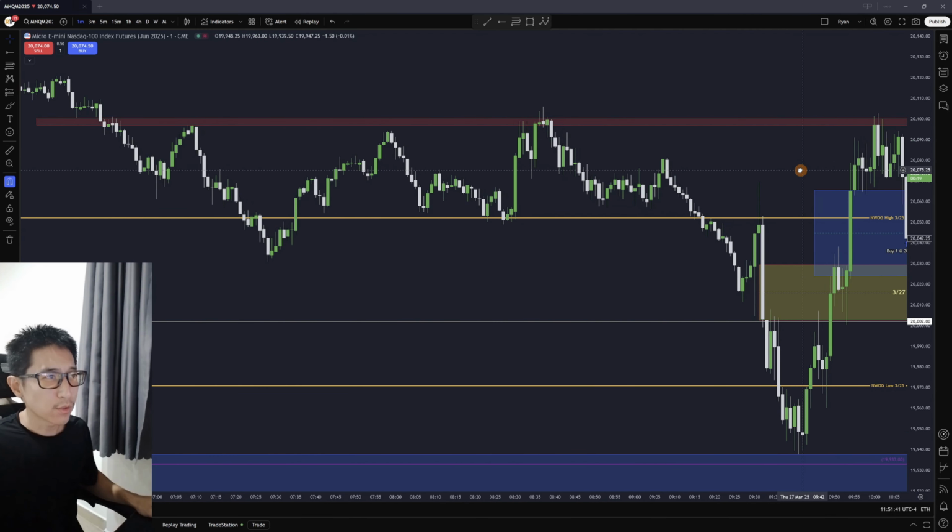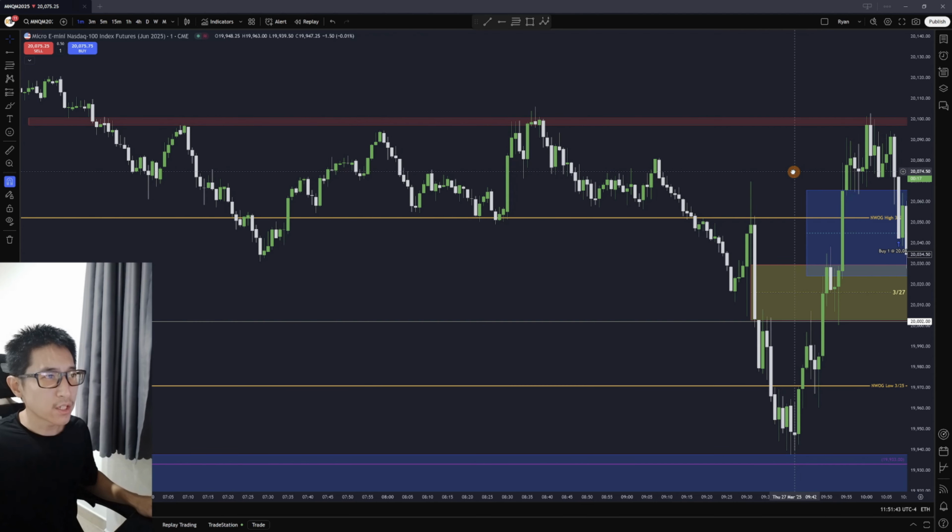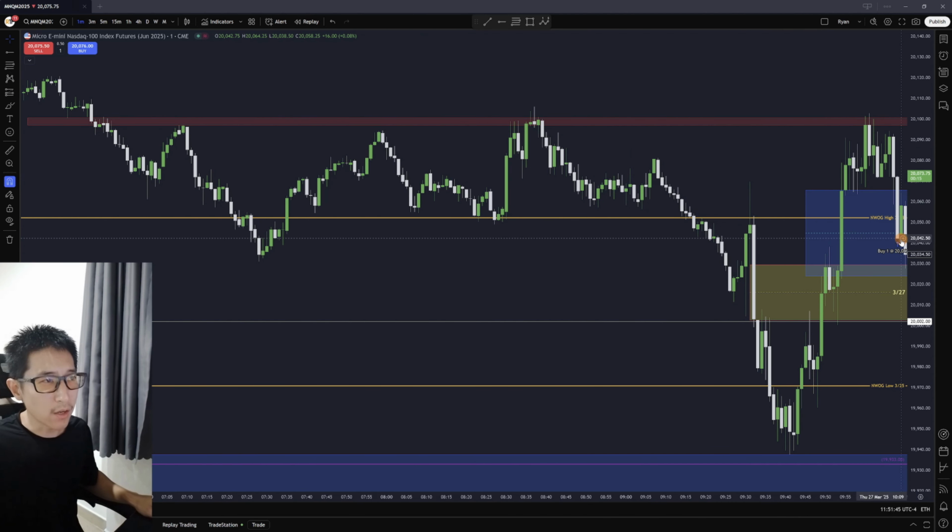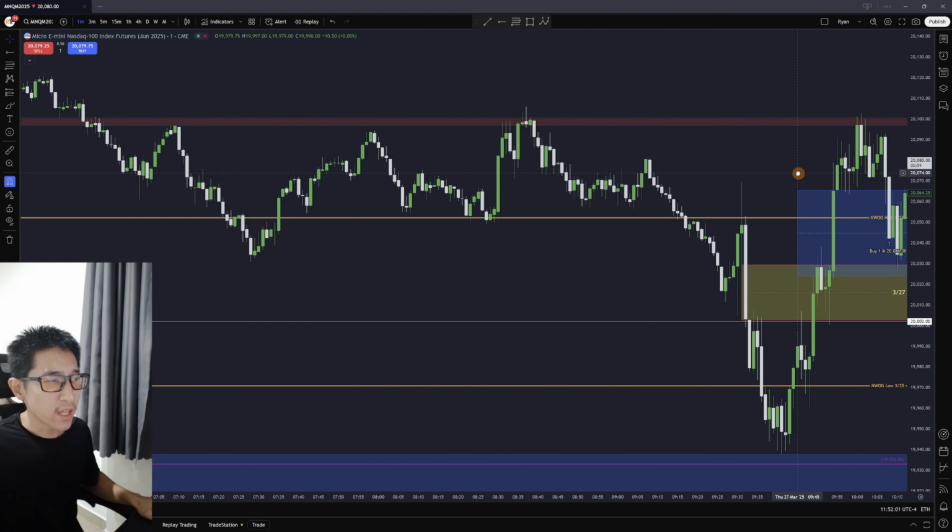And then it consolidated a little bit. Now here's what I had, my entry. We dropped down and then I entered here close to the middle of that fair value gap. Just one contract, and I have my risk down here. Anyways, moving forward, we can see that it did consolidate in this fair value gap for a little while.